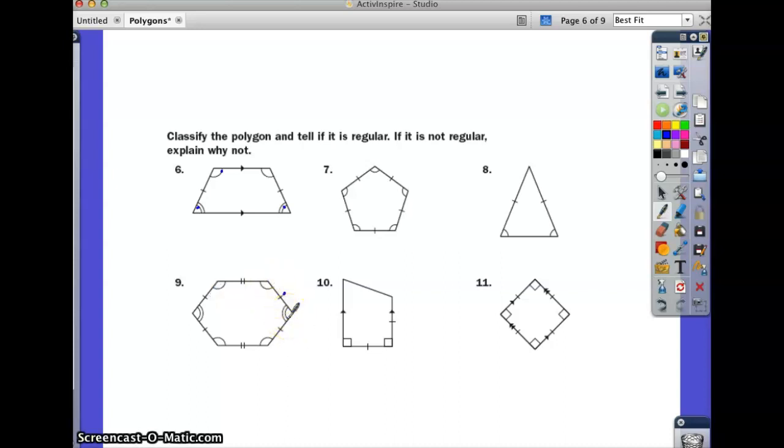Number 10, 4-sided. It's a quadrilateral. Looks like again it would be considered a trapezoid. Not regular because these sides are different, so it's not regular. Number 11, got a square. So all 4 sides are congruent and all 4 angles are congruent, which makes it a regular quadrilateral or regular polygon.